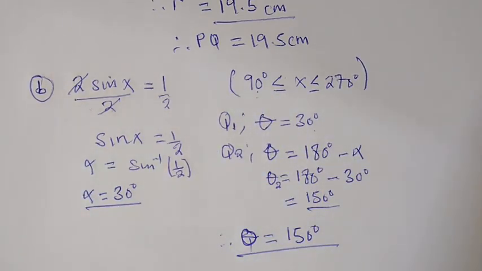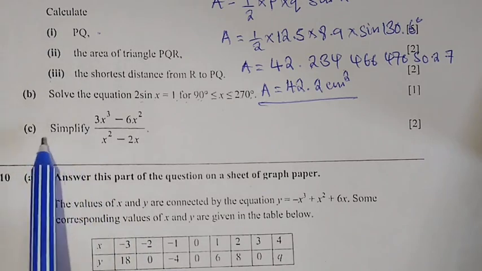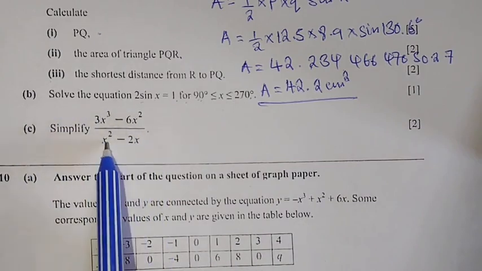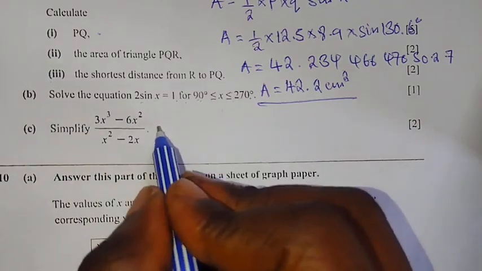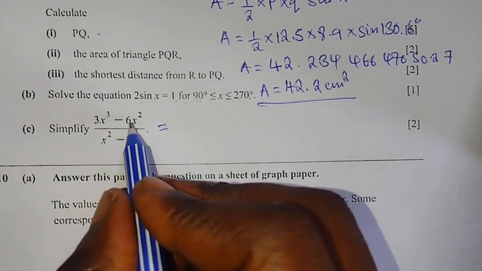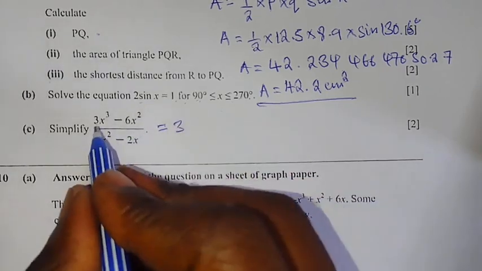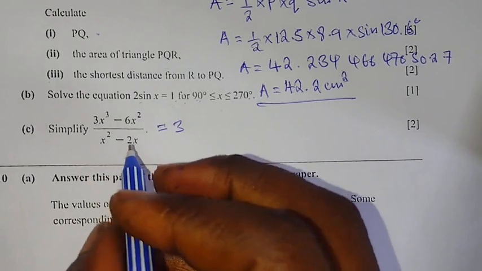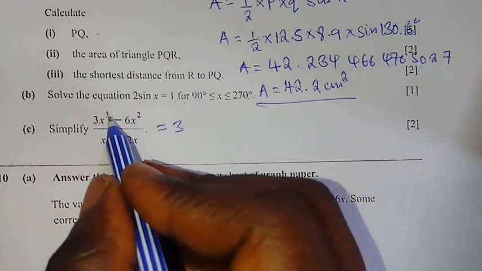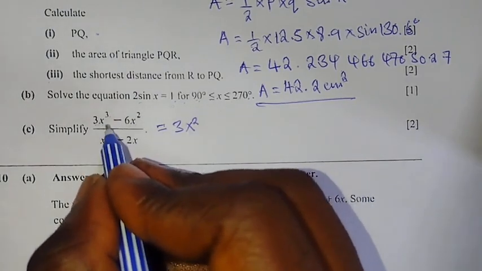So let us now look at our last question. All right, this is our question C, which is our last one. We need to simplify (3x^3 - 6x^2) over (x^2 - 2x). First, we look at our numerator. What is the highest common factor in terms of the numbers? We have a 3 and a 6, so 3 is the highest common factor of 3 and 6. Then we have x^3 and x^2, so x^2 is the highest common factor in terms of the letter x.